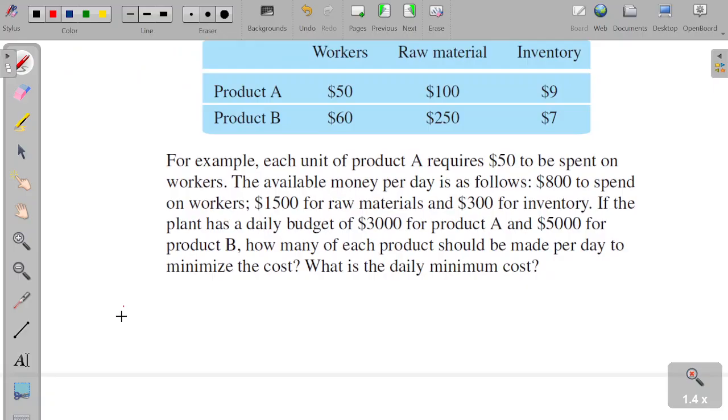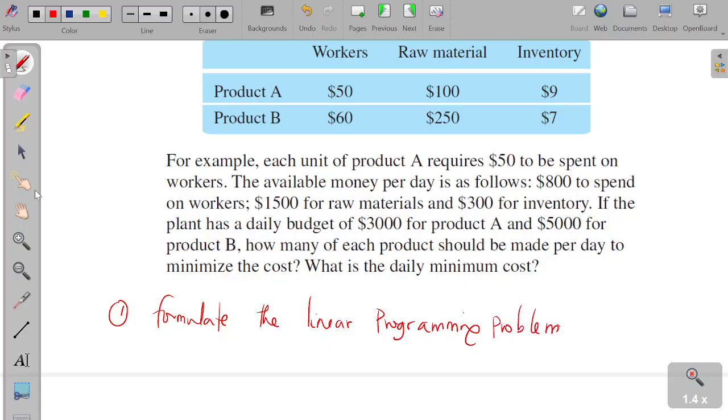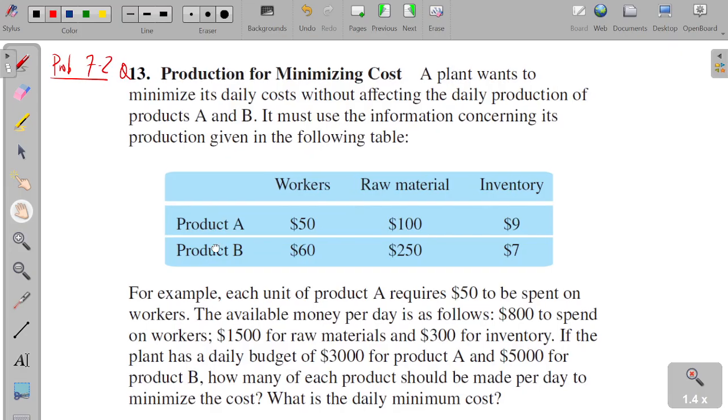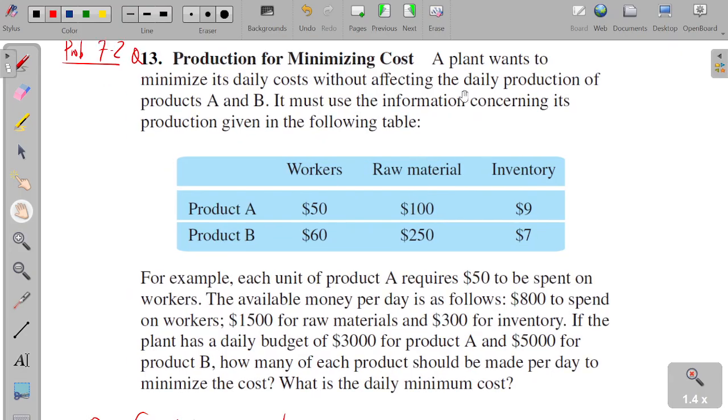So the first thing, one, is to formulate the linear programming problem. Okay, we want to formulate the linear programming problem. So let's read the question and see how to formulate it.